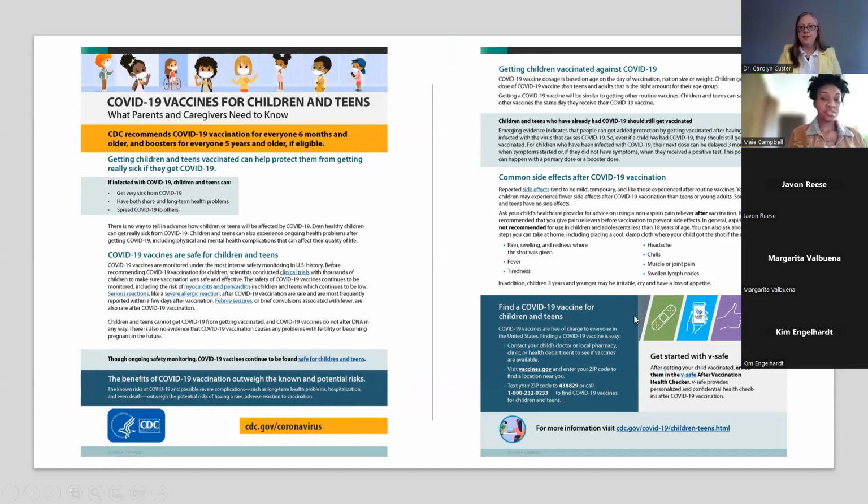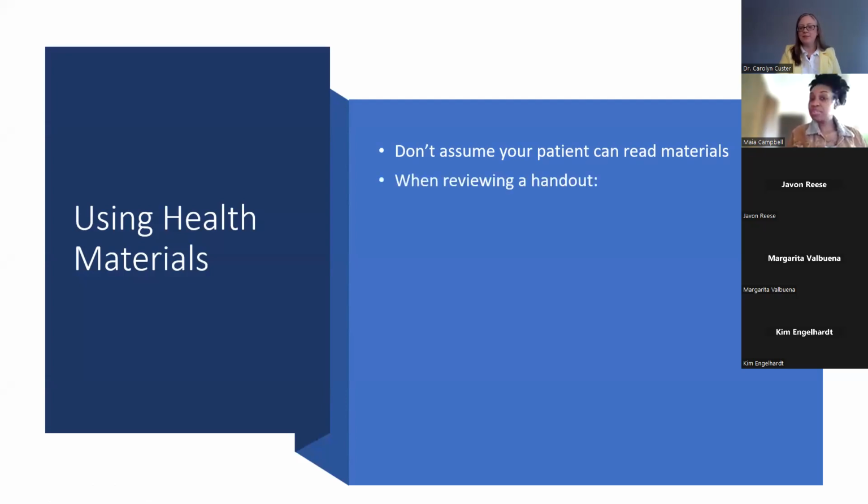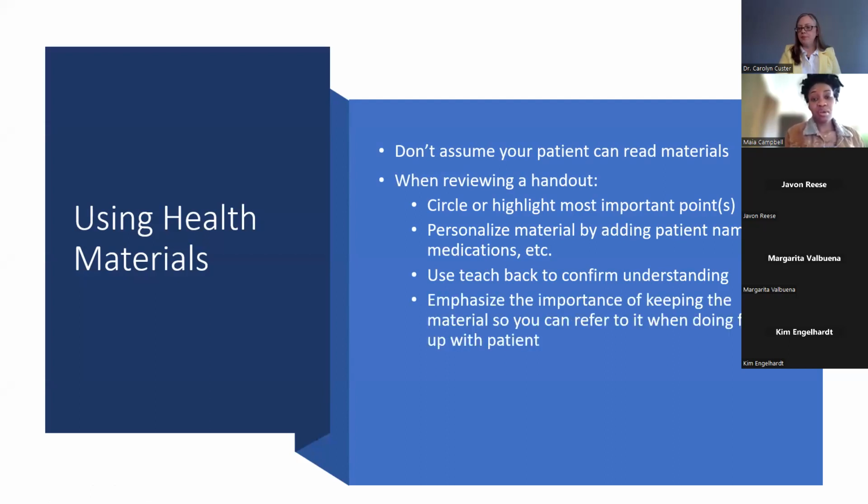Okay. Yeah, this could definitely be simpler. All right. Okay. I think this is my slide. So, using health materials, just like we talked about universal precautions, it's the same approach. Don't assume that your patients can read the material. When reviewing a handout, it's important to circle or highlight the important points. Because as a community health worker, we don't always get to choose the material we're given. And like we mentioned with the last two slides, there was very important information on that material. Sometimes circling or highlighting is the best option.